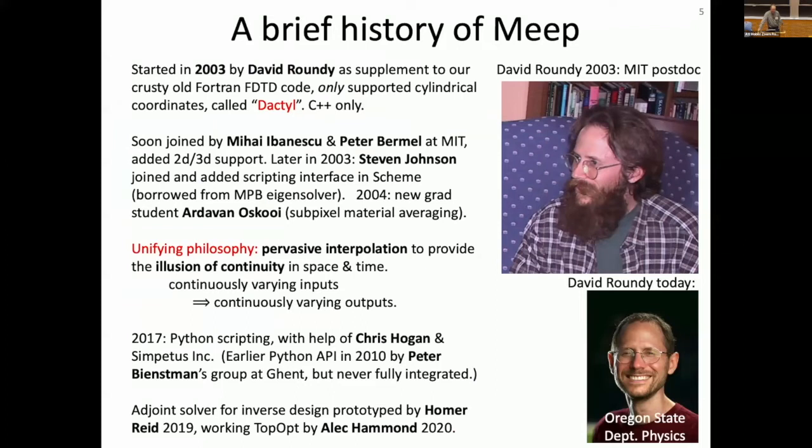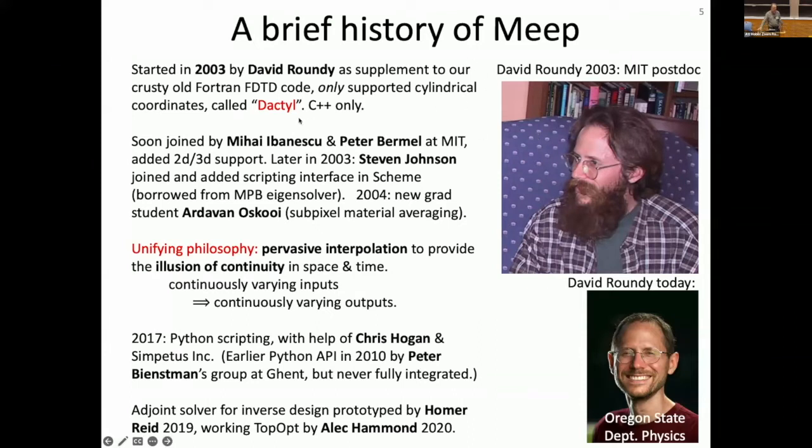It was actually a project started by David Roundy, who was then an MIT postdoc, shown here wearing his lumberjack attire, and he's currently a professor of physics at Oregon State. Some of you may know him from a version control package he developed called Darcs, which was a distributed version control system that actually predated Git, I believe. It had some interesting math behind it. He actually started this out as a supplement to our crusty old Fortran FDTD code that we had been using in John Joannopoulos' group for quite some time. He was a postdoc with John Joannopoulos.